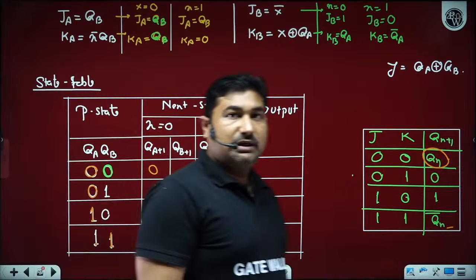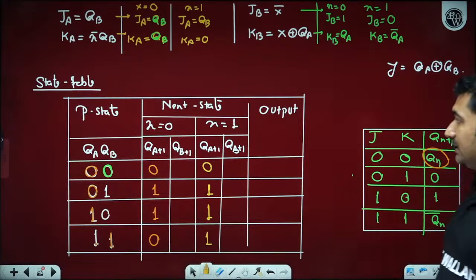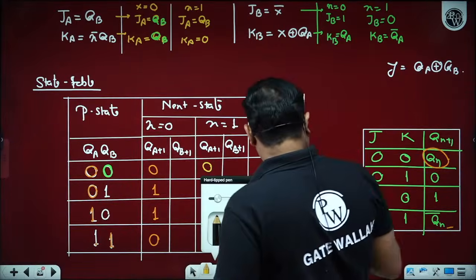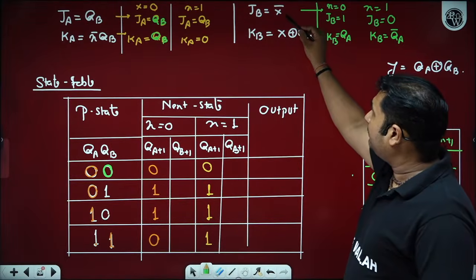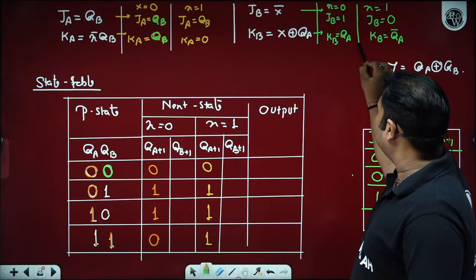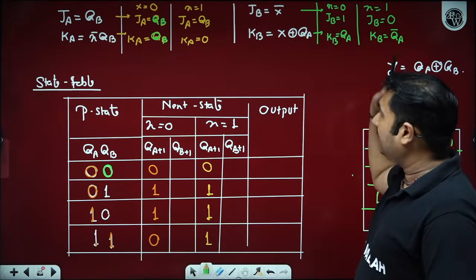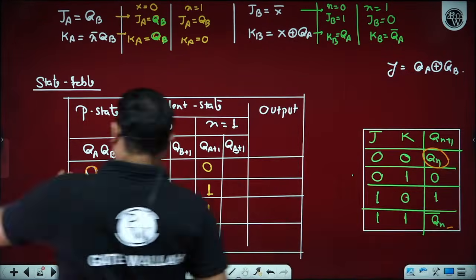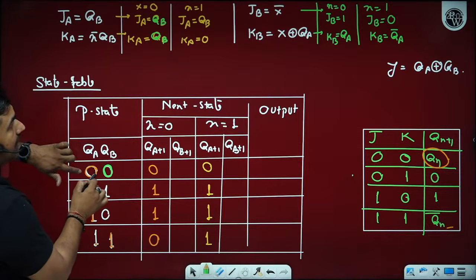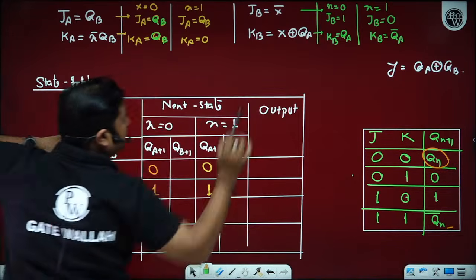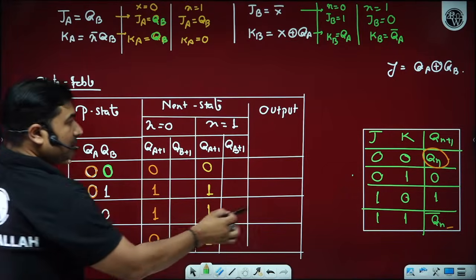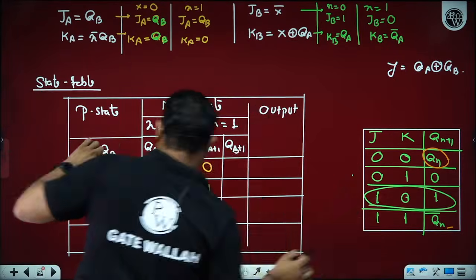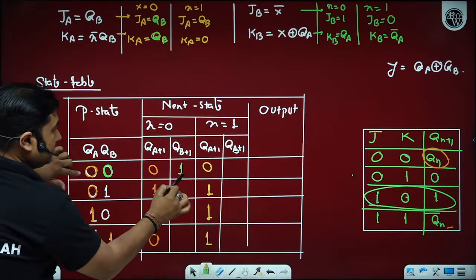So it will be in the set state. How many of you able to understand? Great. Now in the same way, observe for QB plus 1. How to identify QB plus 1 with x is equals to 0? With x is equals to 0, JB is 1 and KB is QA. So KB is QA, QA is 0. So we are getting 1, 0 with x is equals to 0. 1, 0 is a set. So we are getting set.